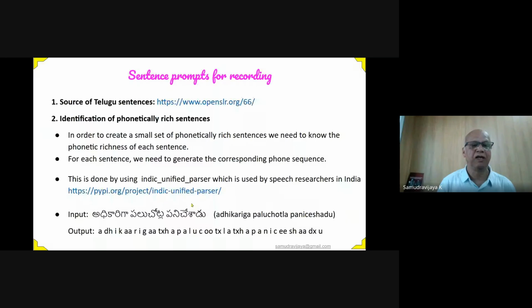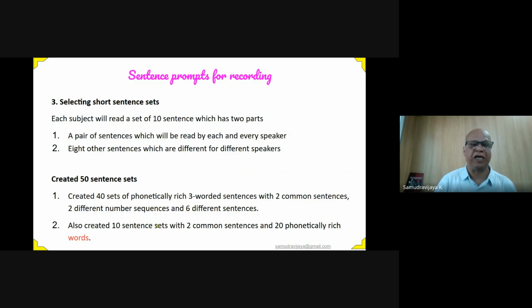Yeah, vowel A has occurred here several times. So what we need is to select sets of short sentences. Now, if we can select 10 sentences, let's say, we also had some pilot experiments, and we found out that if you ask them to read a lot of sentences, paragraphs, pages, they won't be able to read.